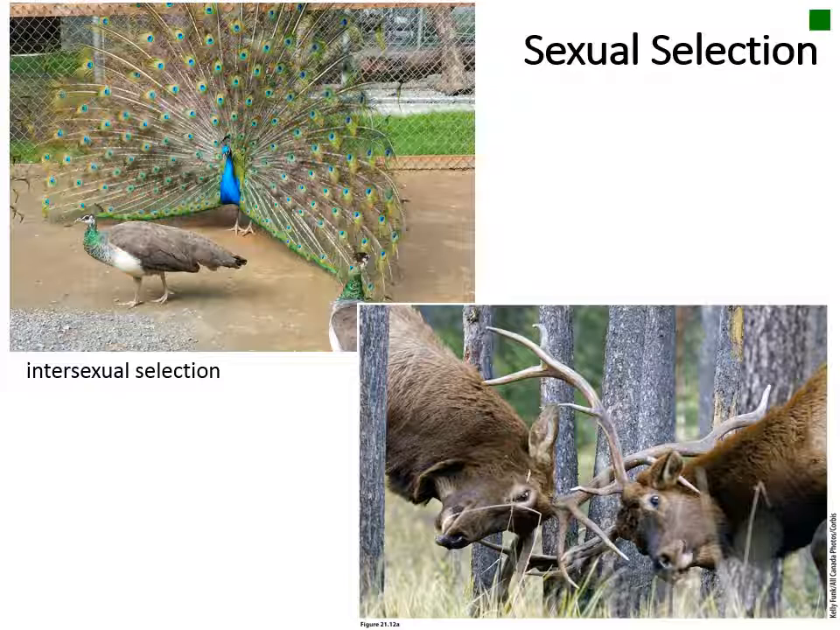In another form of sexual selection, members of one sex, usually the males, compete with one another for access to the other sex, usually the females. Antler size is often under sexual selection due to their use in fighting for a mate. This form of sexual selection is called intrasexual selection because it focuses on interactions between individuals of one sex.